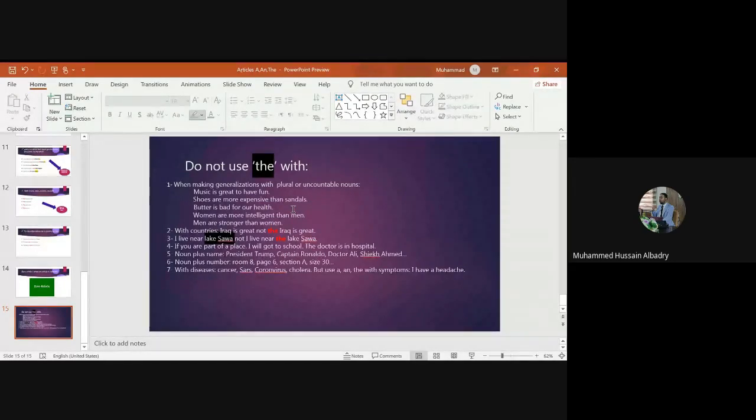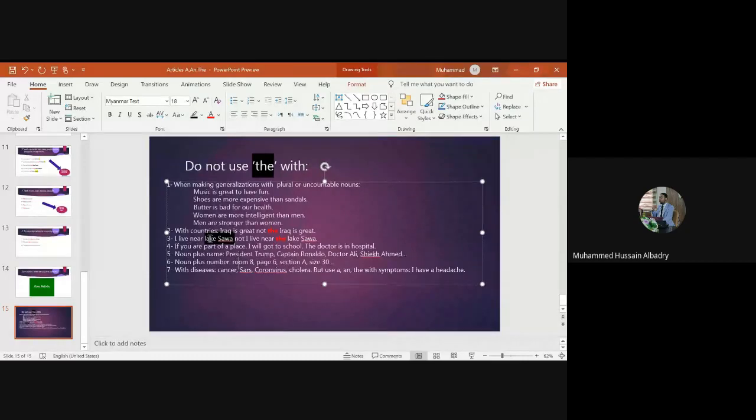Where are the shoes? It means, for example, your shoes. Butter is bad. Men are stronger than women. But you can ask, for example, where are the men? Some people came to visit you, three or four, and after a while you say where did they go, so you say where are the men? Not general, the men who came to visit you. But in general we don't use the.